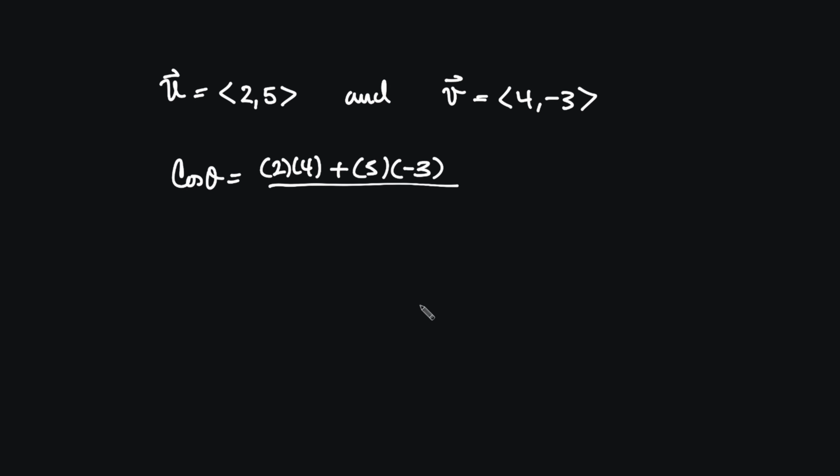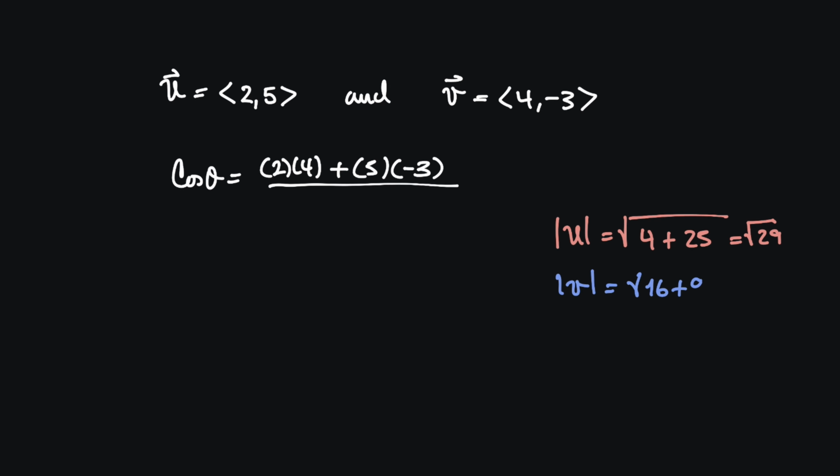So what would be the magnitude of u? So let's look for that up here real quick. Magnitude of u is going to be the square root of 2 squared, that is 4, plus 5 squared, that will be 25. Right? So this is square root of 29. All right? And the magnitude of v is going to be the square root of 4 squared, that is 16, plus negative 3 squared, that is 9. So this is square root of 25, that is 5.